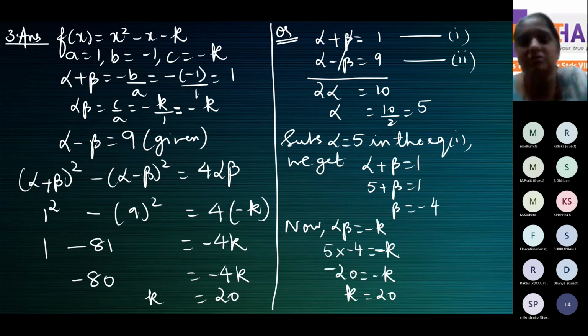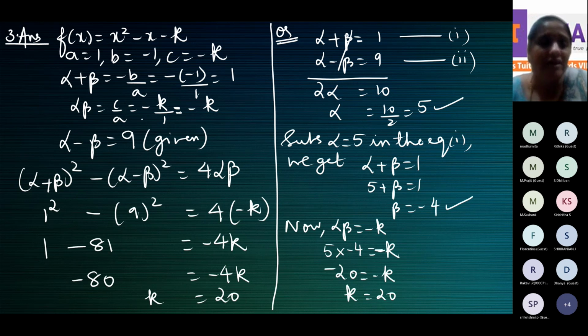So the second method: alpha plus beta is 1 and alpha beta is minus 9. So we solve the two equations and find the values of alpha and beta. Now the question is to find the value of k. So how do you find k? See, this one we have not still used. We used this one and this one and solved the two equations to find the values of alpha and beta. We have not still used this information.